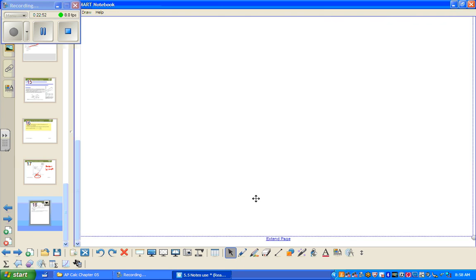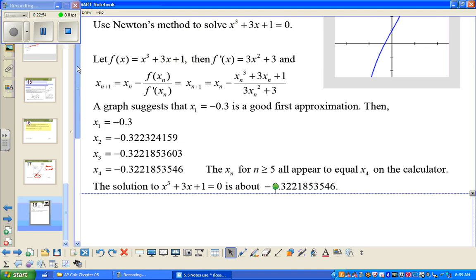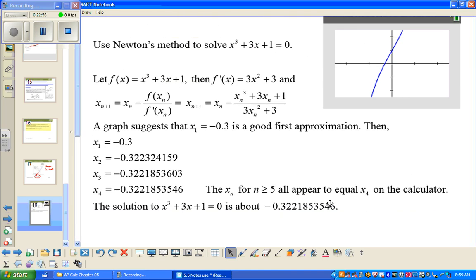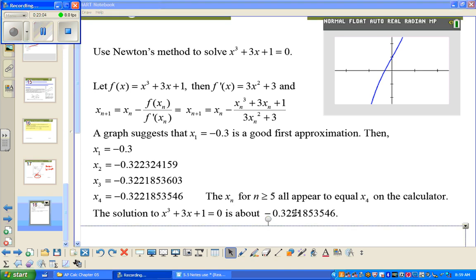So the solution is what we just wrote right there. And so that's where we would end it. That's our approximation, and you can compare that to if you actually find the 0 on the graph, and it will be the same as this.